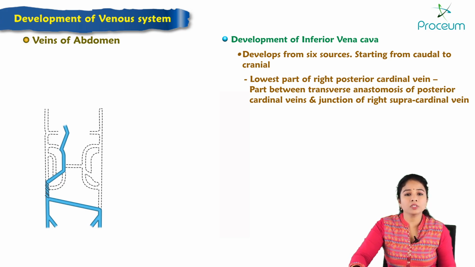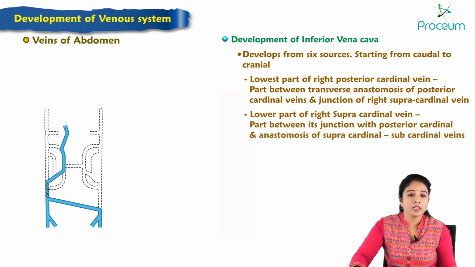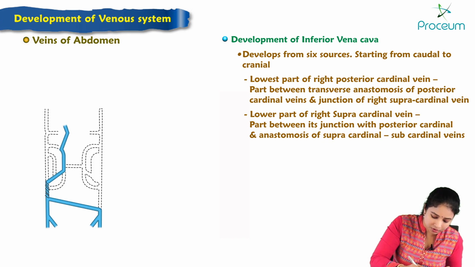The second source is the lower part of the right supracardinal vein, that is the part between its junction with the posterior cardinal vein and the anastomosis of the supracardinal vein and subcardinal vein.